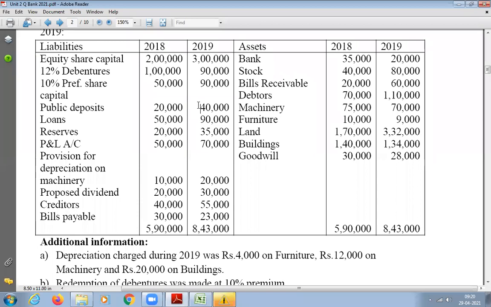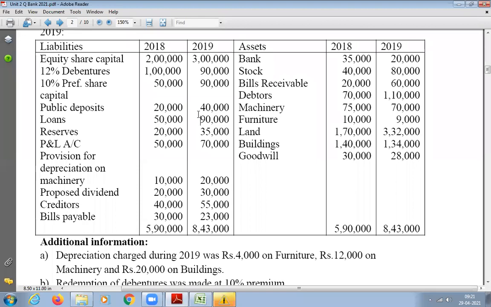Then loan, increased again by 40,000. That means they have taken an additional loan. So all this will come where? Additional public deposit, additional loan. Where do you write? Sources of fund. These are the sources of fund.